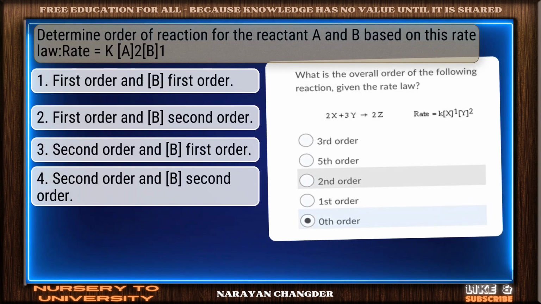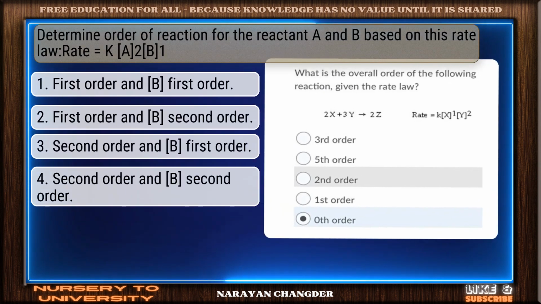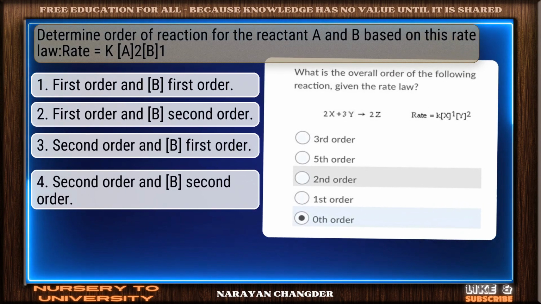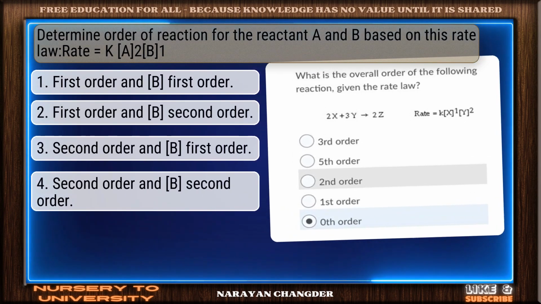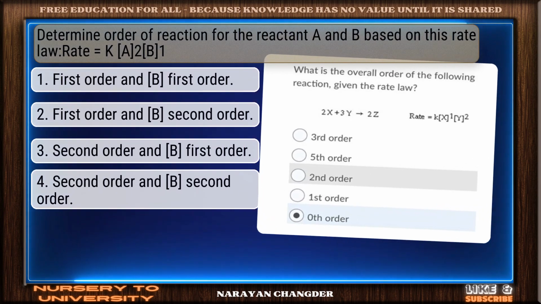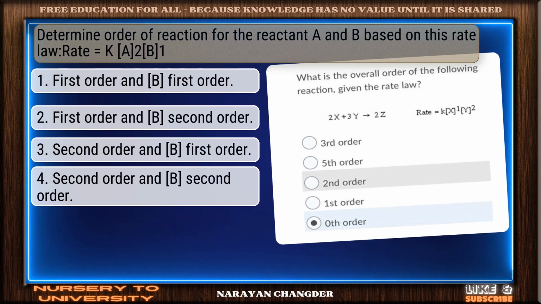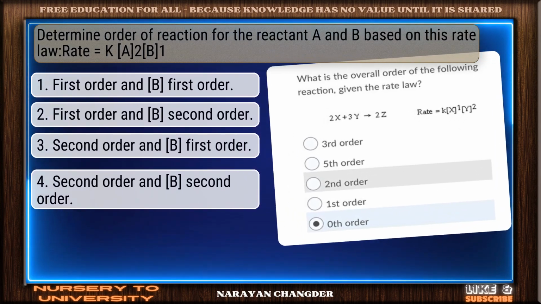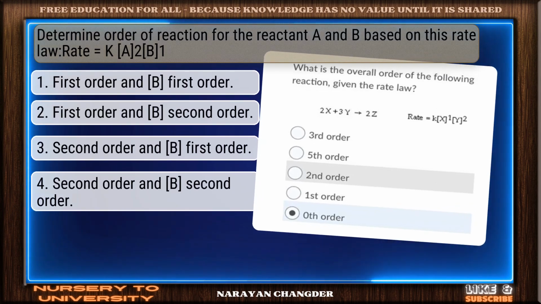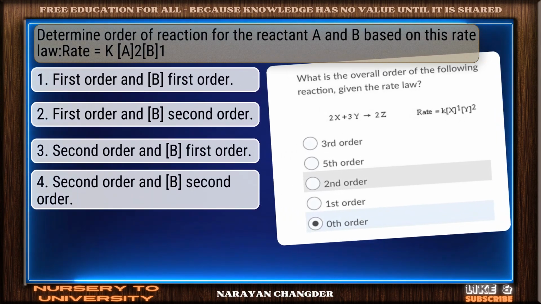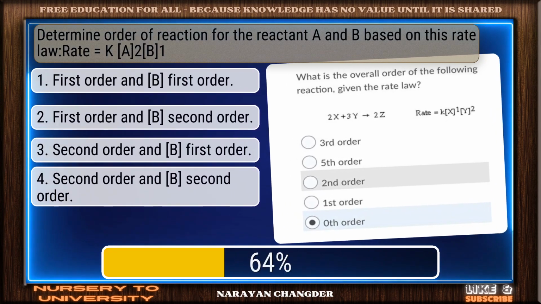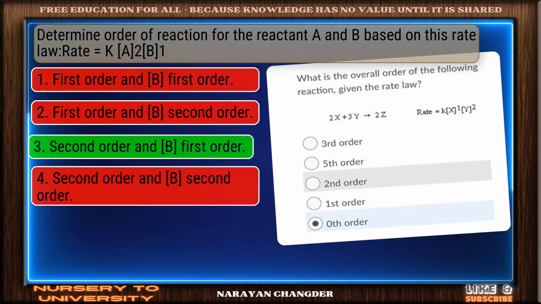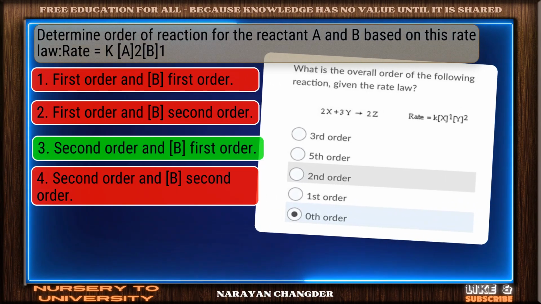Determine the order of reaction for the reactants A and B based on this rate law. Rate equal to k[A]^2[B]. Option 1, first order and first order. Option 2, first order and second order. Option 3, second order and first order. Option 4, second order and second order. Yes, second order and first order is right.